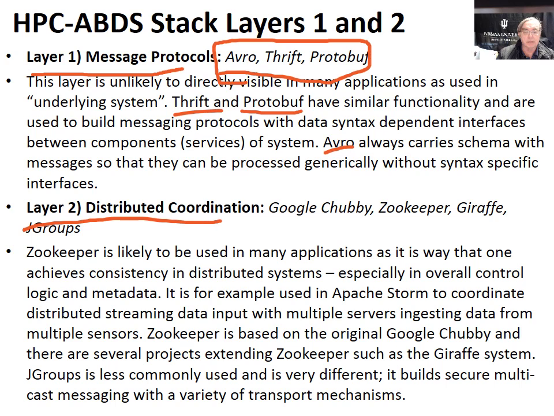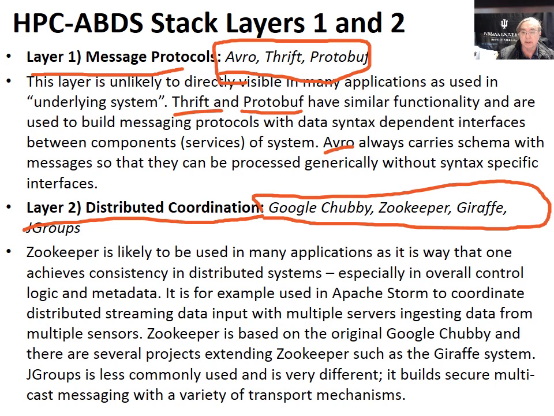Layer 2. Here the first 3 of these technologies are roughly the same. In fact, Google Chubby is the parent of all of these. It was the first deployed system of this type that I'm aware of, and Apache Zookeeper coming out of Hadoop then built on that. And these technologies are used to synchronize and coordinate different components of a distributed application.